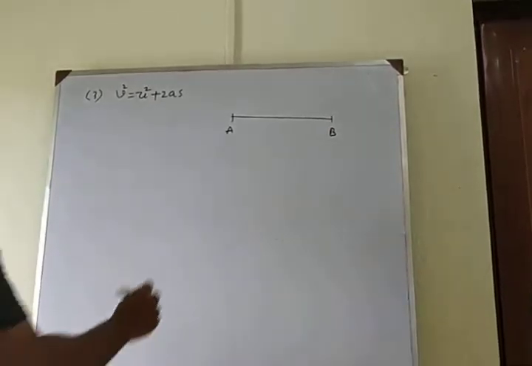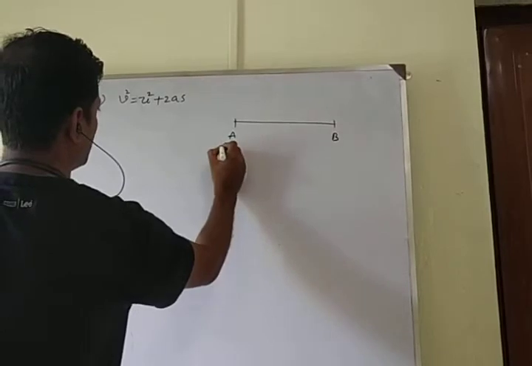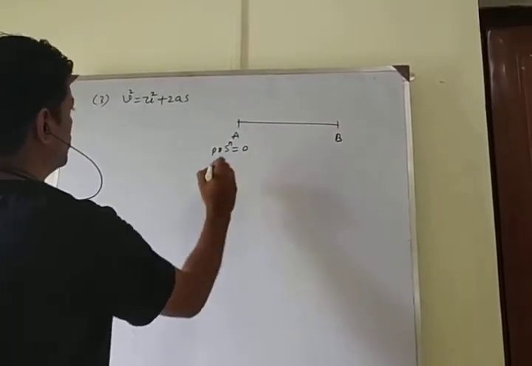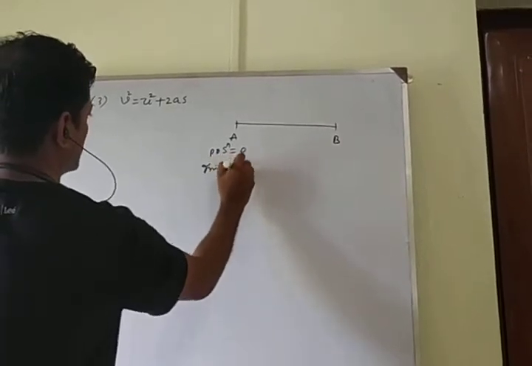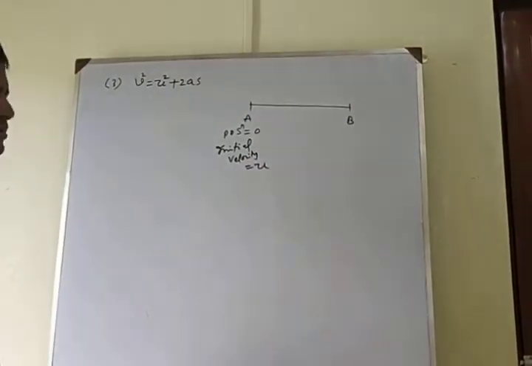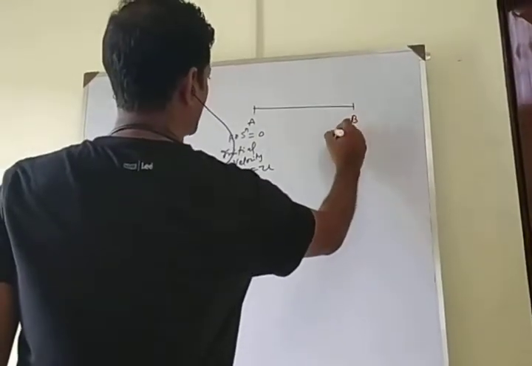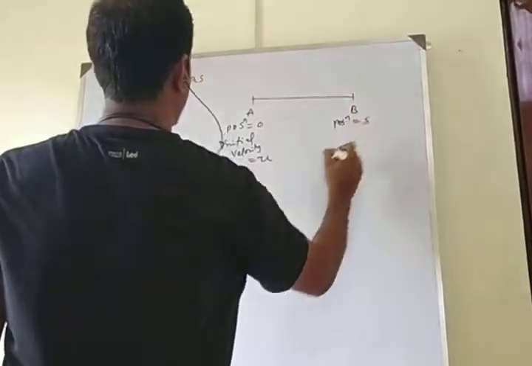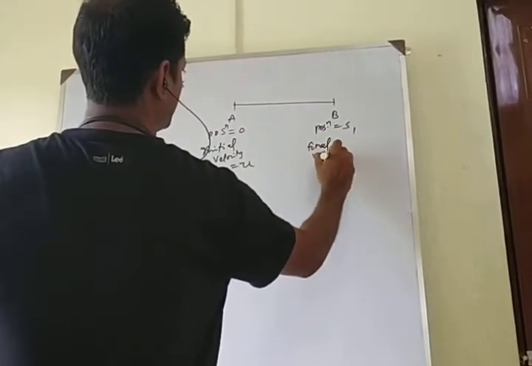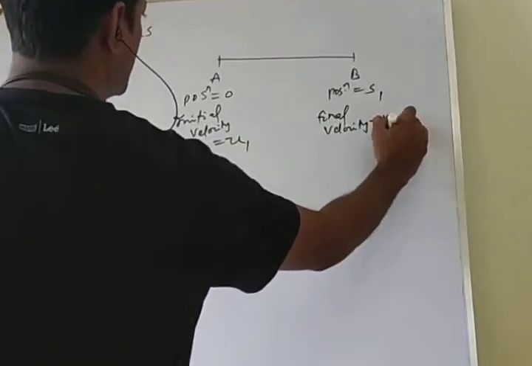Let us consider 2 points A and B. In the starting of the motion, when position covered or displacement will be 0, the initial velocity at that time is, let's say, u. Now similarly, when position covered will be s1, the final velocity will be v. Let's say initial velocity is u1, final velocity is v1.